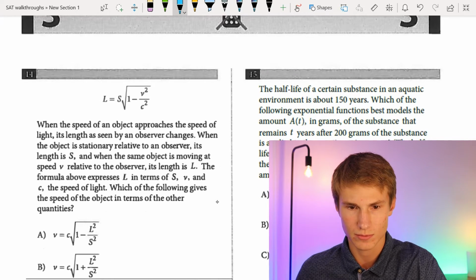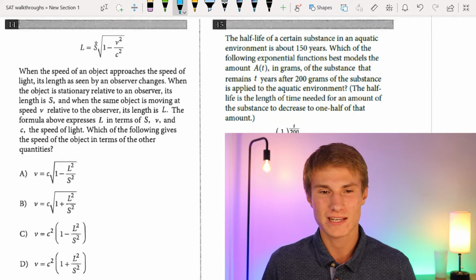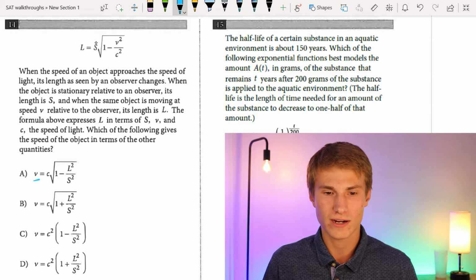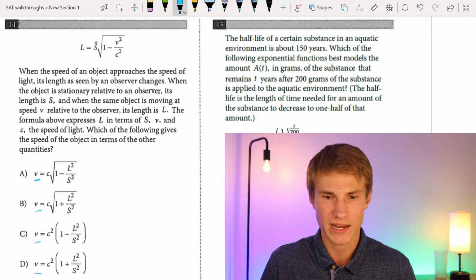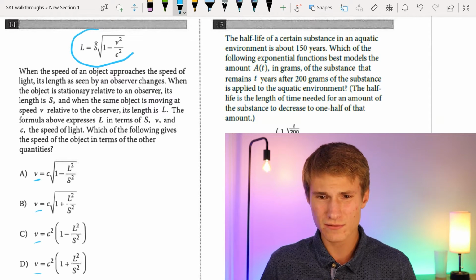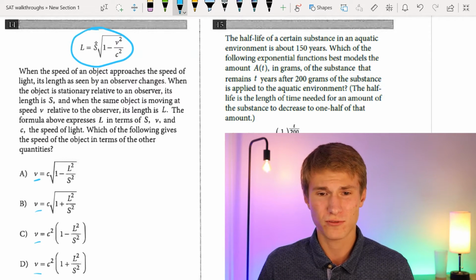And now let's go ahead and move on to number 14. So what I see immediately when I take a look at 14 is that I've got one variable set equal to all the others in my answer choices. Now, what told me that I had to glance at my answer choices here? Well, it's the fact that in my equation, I have 4 variables, right?